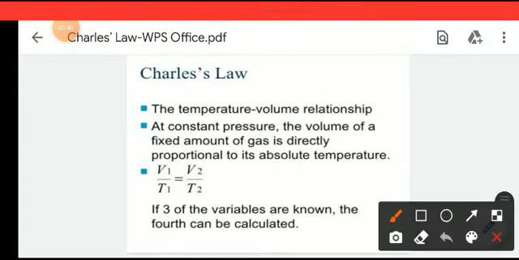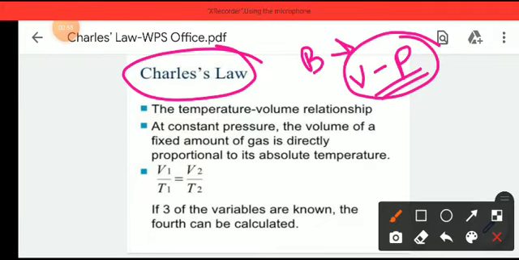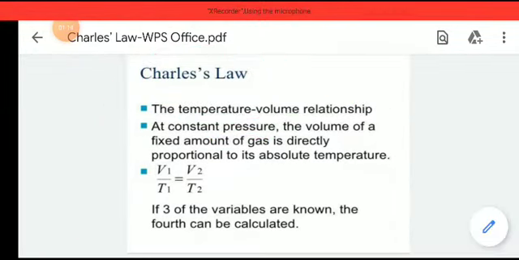According to Charles Law, this is the temperature and volume relationship. In Boyle's Law, the relationship was shown between volume and pressure, but in Charles Law we will be showing the temperature and volume relationship. In Boyle's Law, the temperature was constant, but in Charles Law the constant part is the pressure. These are basically the differences between Charles Law and Boyle's Law.